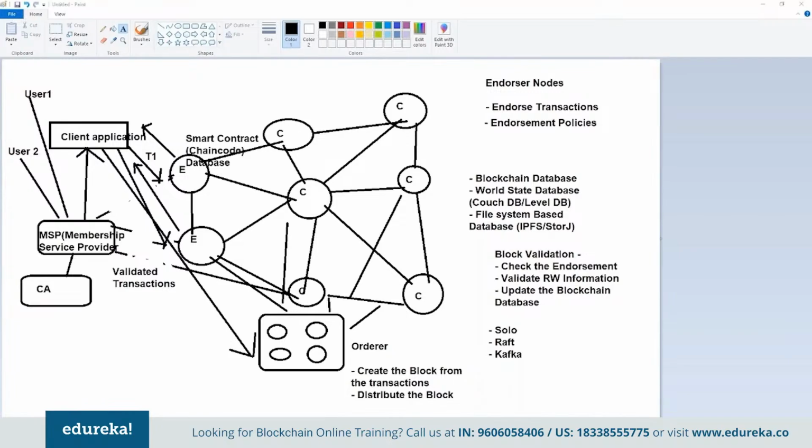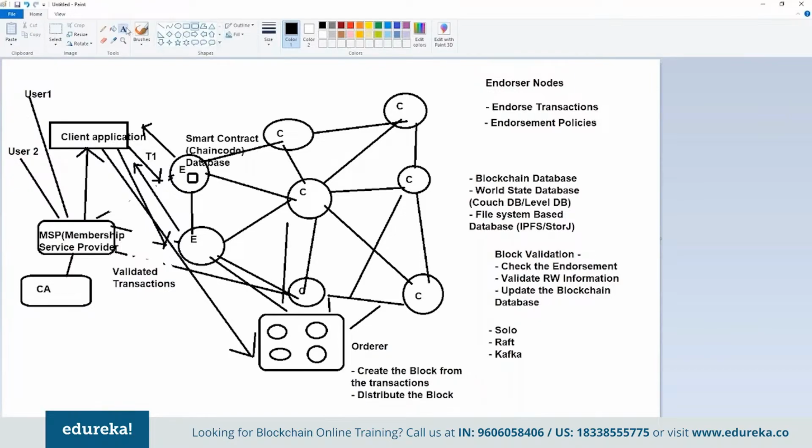Now let's try to understand the concept of channel. There can be some nodes which are part of two different networks. For example, let's say this is my red channel. This entire network is my red channel. It has its own database, say for example DB1, a blockchain database. Each and every node will have that particular database.